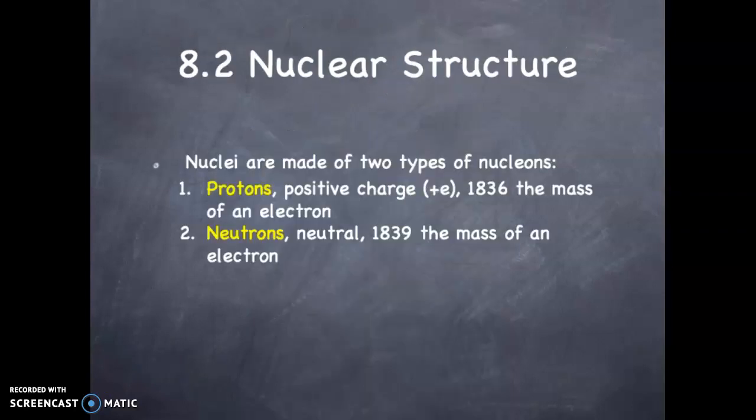Nuclei are made up of two types of nucleons. The protons, positively charged, about 1,836 times the mass of an electron. And the neutrons, that is about 1,839 times the mass of an electron.